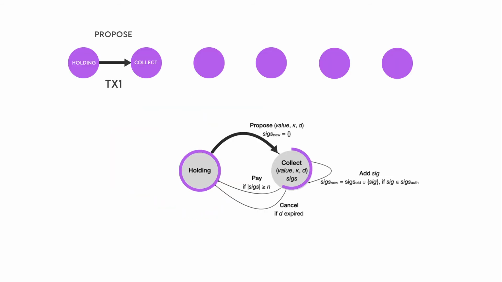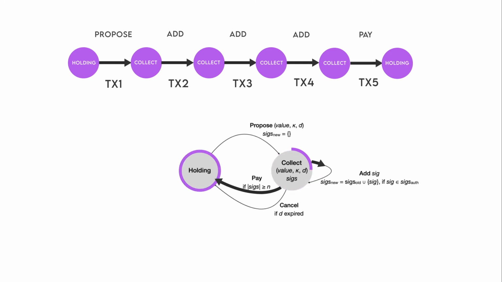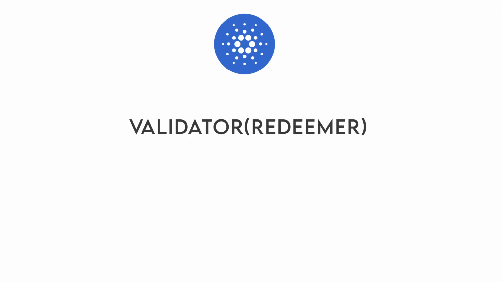So now the question becomes, how do we represent this state machine on the blockchain? Well, the idea is that we can regard the individual transactions in a continuous chain of transactions as individual steps in the evolution or the life cycle of a state machine. Now we have an idea about how a state machine can be represented in UTXO. But now another question arises, and that is, how do we maintain valid state across transactions? Well, this is where that new parameter for the validator function comes in.